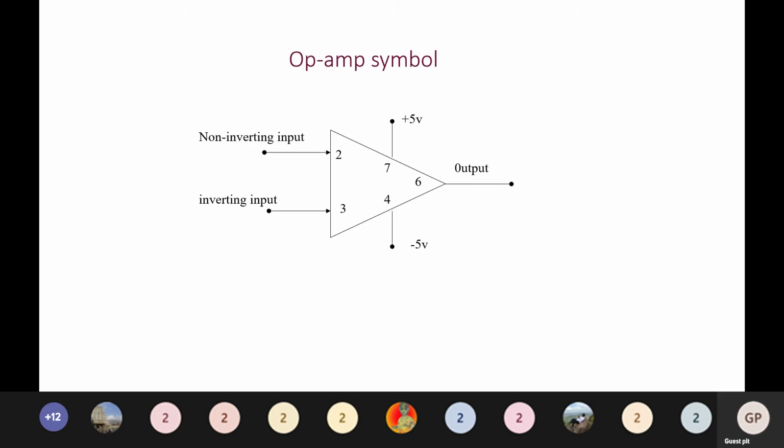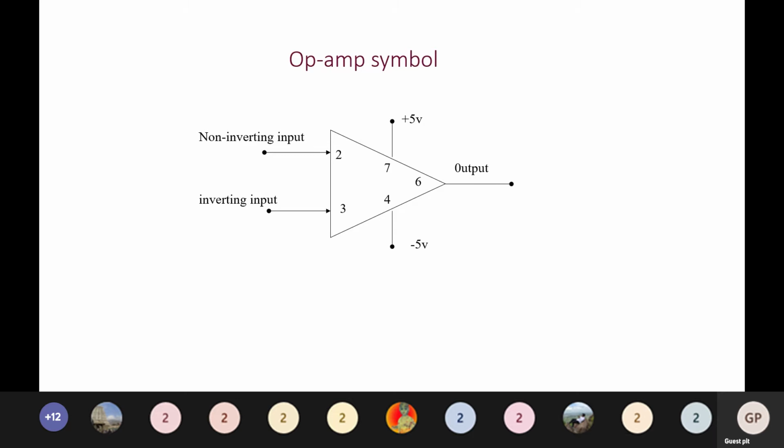So this op-amp has a symbol. You can see the symbol here. You have a triangle, and it has two inputs, non-inverting input and inverting input. The inverting input is shown with a minus sign, and the non-inverting terminal is shown with a plus sign, right? So we have two inputs and one output terminal, which is pin number 6.